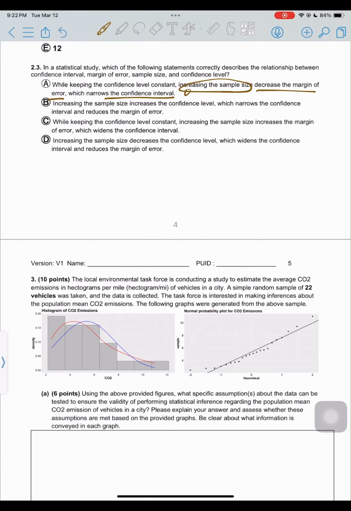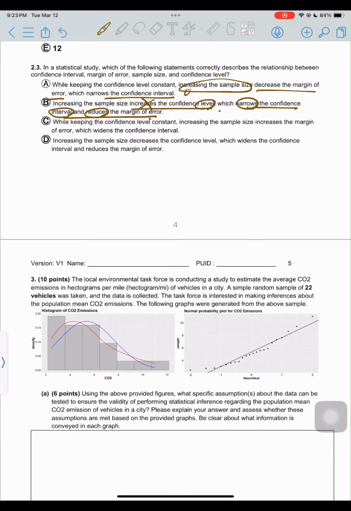So let's look at options B, C, and D, and see why they're wrong. B, increasing the sample size increases the confidence level, which narrows the confidence interval and reduces the margin of error. You might think this statement is right, because it does talk about narrowing the confidence interval and reducing the margin of error. However, it says it increases the confidence level. Regardless of the sample size, the confidence level will not change. So this shouldn't have said it's increasing the confidence level. You can say narrowing the confidence interval and reducing the margin of error, but not the level.